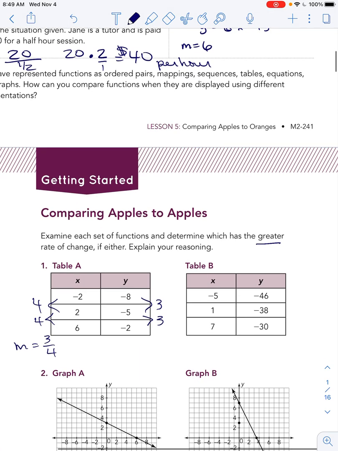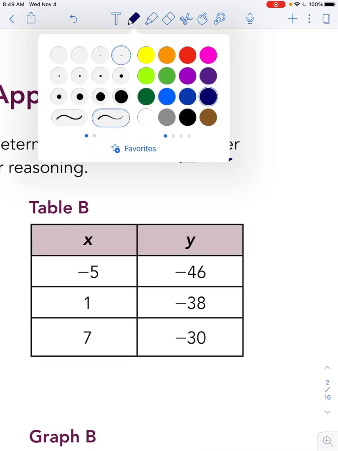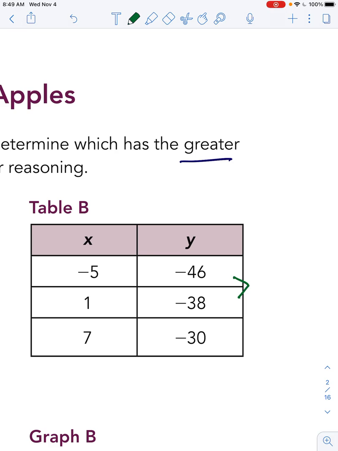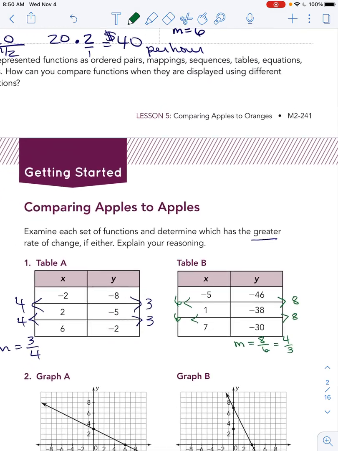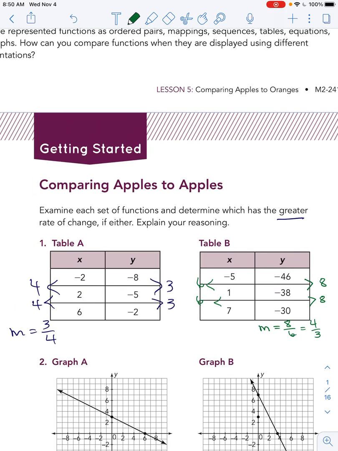Okay. Then over here, I'm going to use a different color. Now, hopefully you realize this is going up, even though we're dealing with negatives. So let's see. That goes up by 8, and this one goes up by 8. This one goes up by 6. This one goes up by 6. So the slope on this is 8 over 6, which is 4/3. So we're looking at these two. Which one has a higher slope? Okay, 3/4 or 4/3. So 4/3, this one right here, has the higher slope because 4/3 is bigger than 3/4.